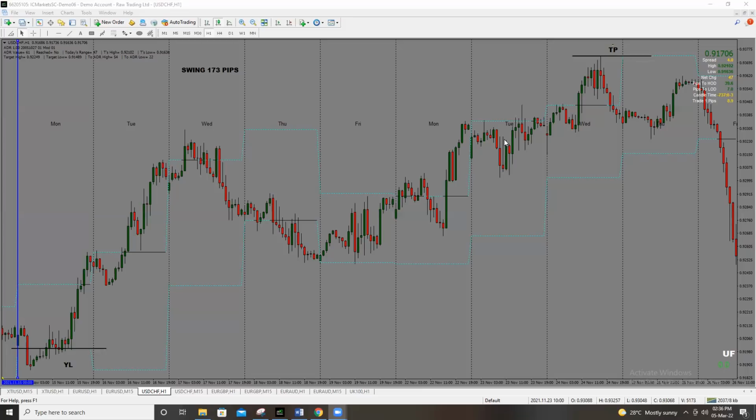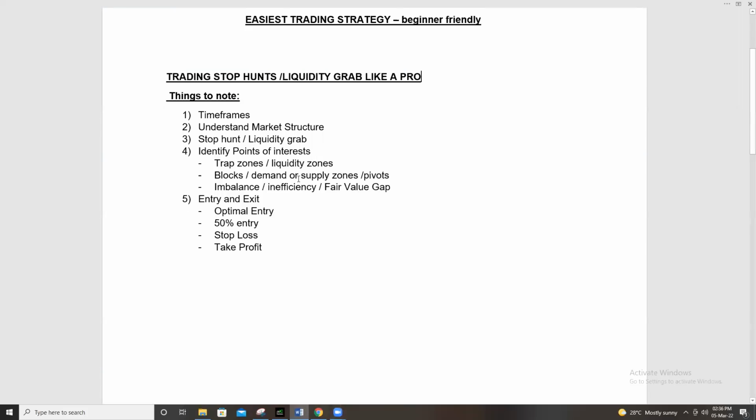Now, each strategy is about rules. I keep saying Forex is about rules. If you know the rules of your strategy, then you're in the game. And now for this strategy, of course, we start with the rules. Before we get to the rules, I've already said it's about trading stop hunts. So we need to understand some items before we get to the strategy.